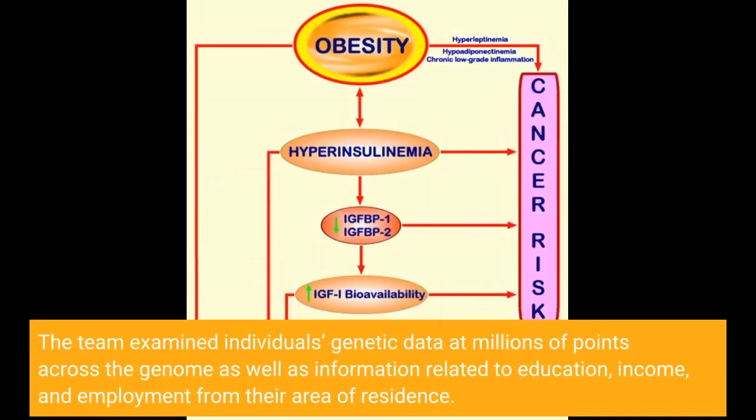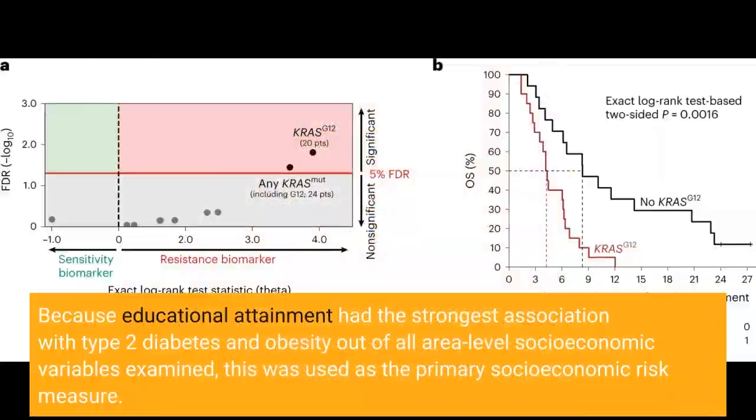The team examined individuals' genetic data at millions of points across the genome as well as information related to education, income, and employment from their area of residence. Because educational attainment had the strongest association with type 2 diabetes and obesity out of all area-level socioeconomic variables examined, this was used as the primary socioeconomic risk measure.